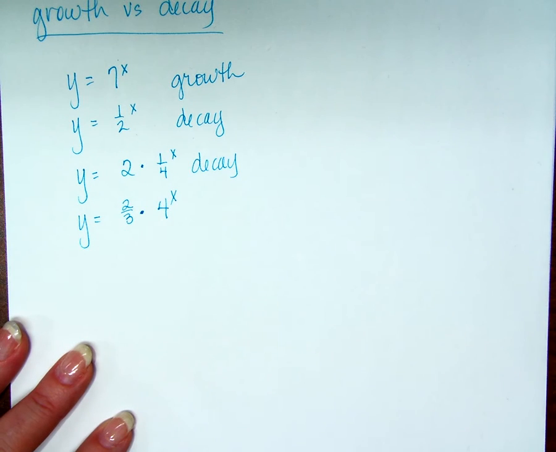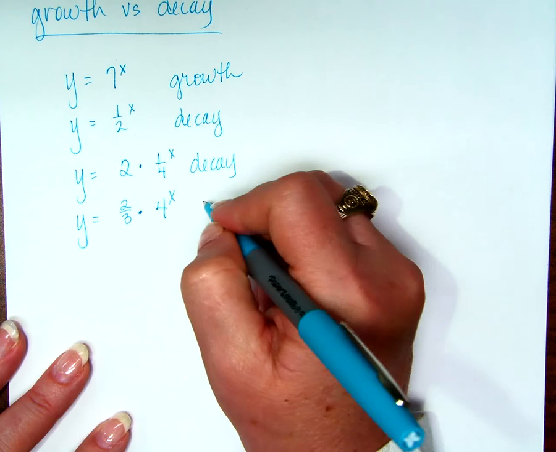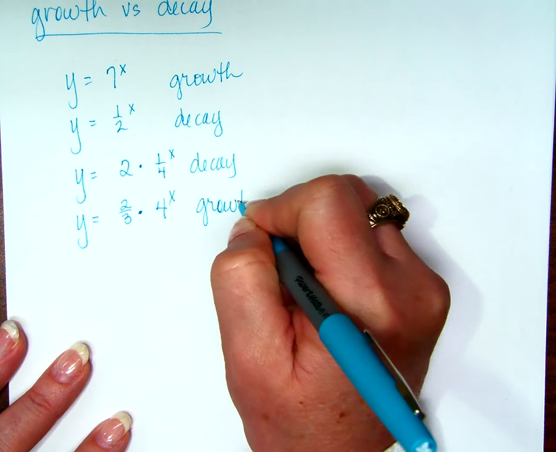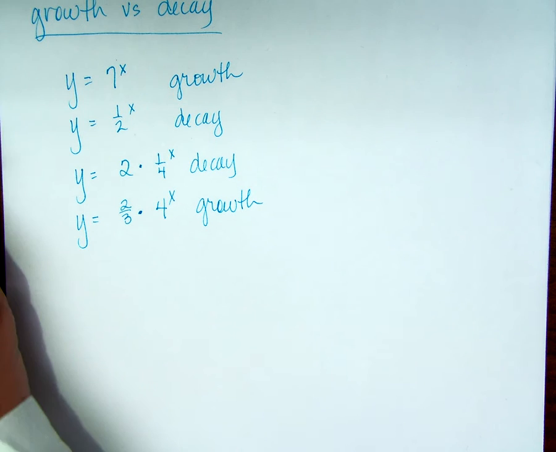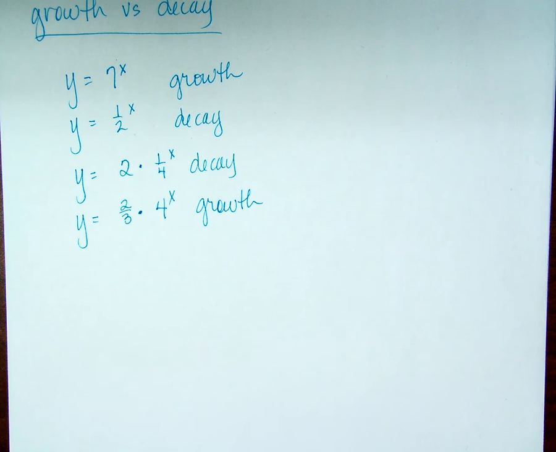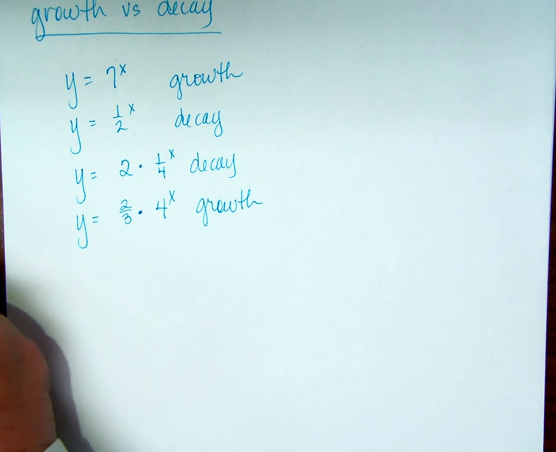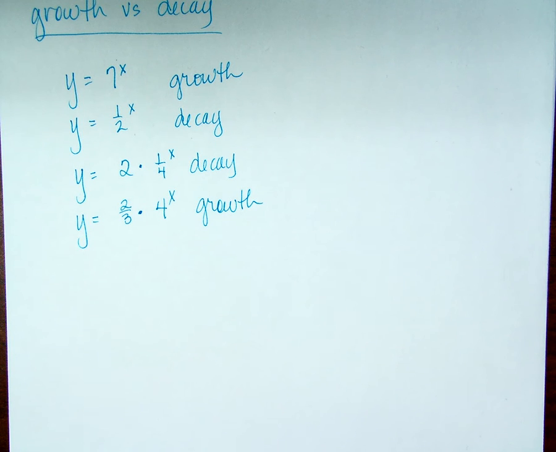And what about this one? Because? Okay, so growth because it's greater than 1, all right? Any questions about that so far? It's pretty straightforward, right? Yeah, if the base is 1, it's just a line. We talked about that the other day in our notes.